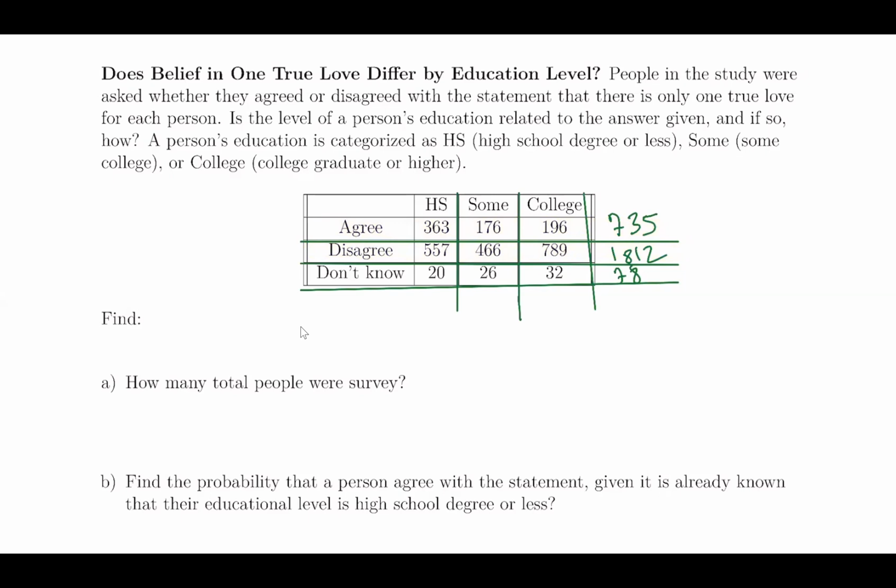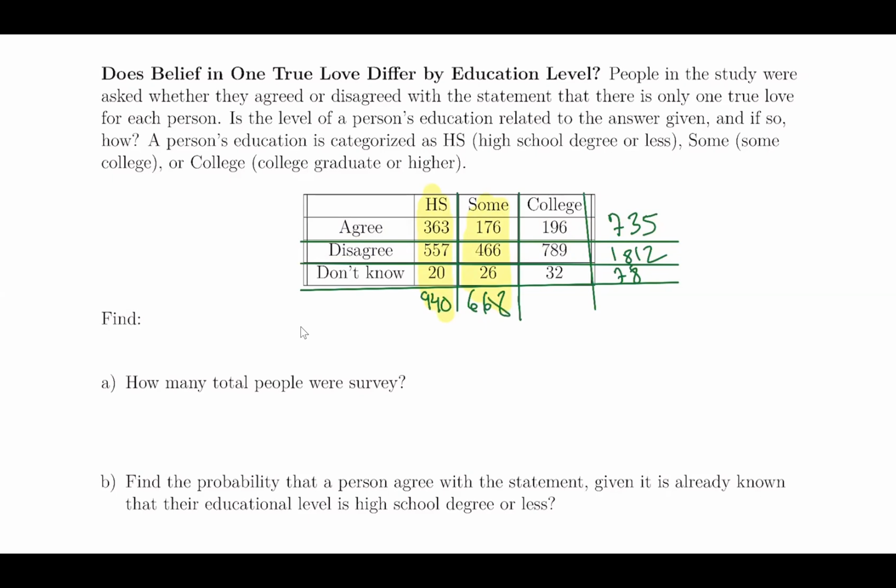So let's do the columns. I want to get how many total people we have that have a high school degree or less. So we're going to say 363 plus 557 plus 20. So we get 940. So now I want to do people who have some college level. So I'm going to add those three numbers. So 176 plus 466 plus 26. So you get 668.